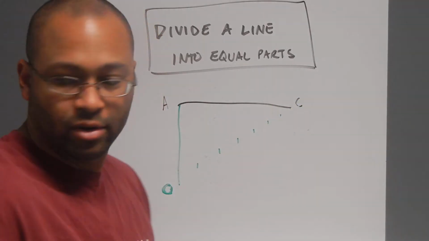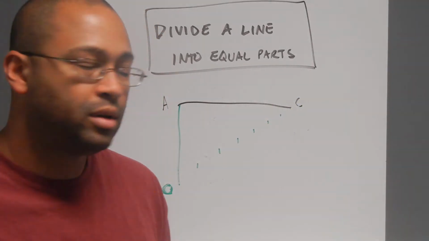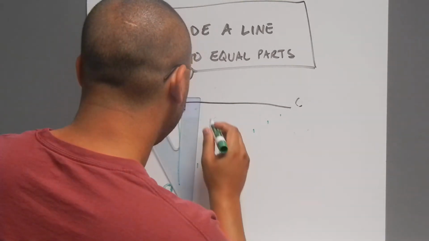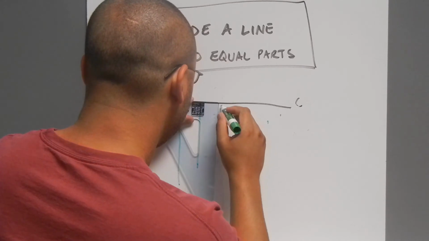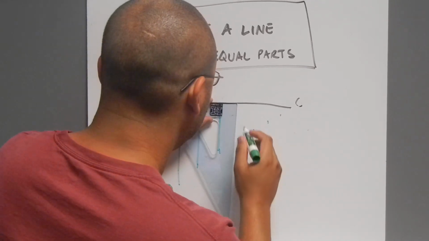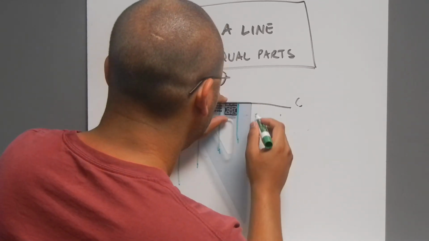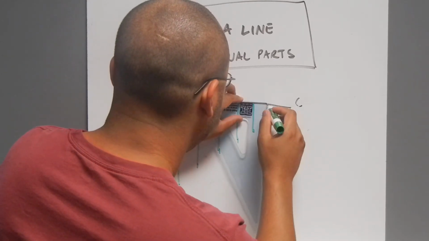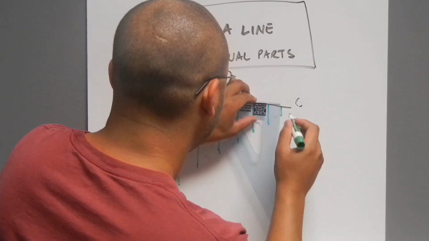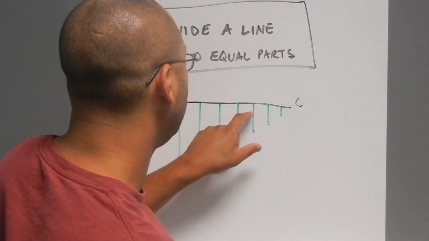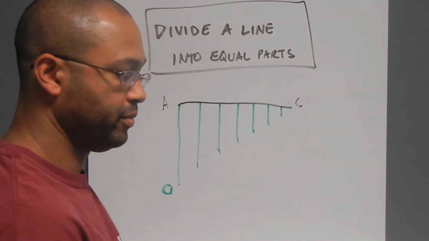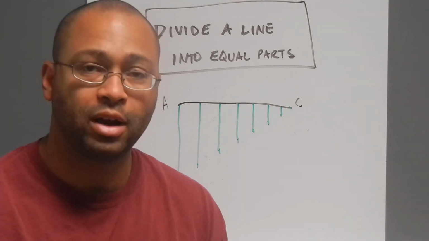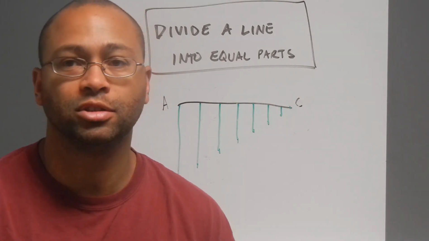And then I'll take my triangle again and make my marks. One, 2, 3, 4, 5, 6, 7. 7 being this one right here. And that's dividing a line into equal parts.